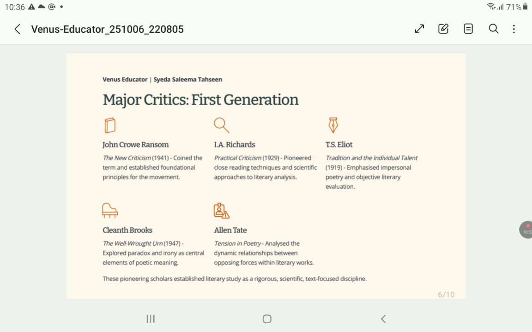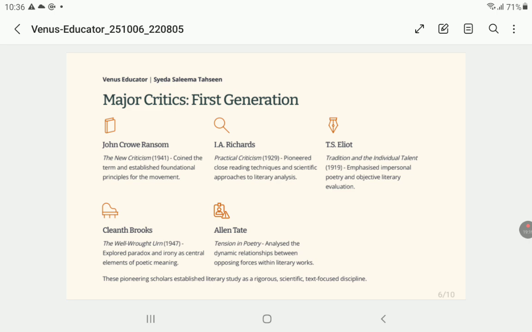Then we have T.S. Eliot. His famous book is Tradition and the Individual Talent. He emphasized impersonal poetry and objective literary evaluation. So when we go in depth, we are going to learn about T.S. Eliot also, how he has given many concepts regarding this. Next we have Cleanth Brooks.